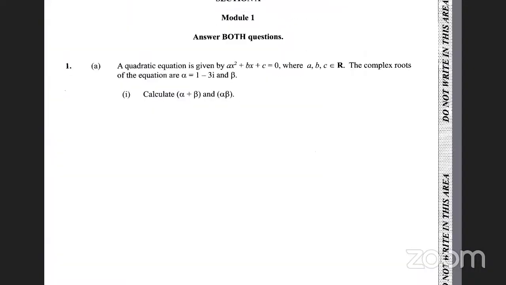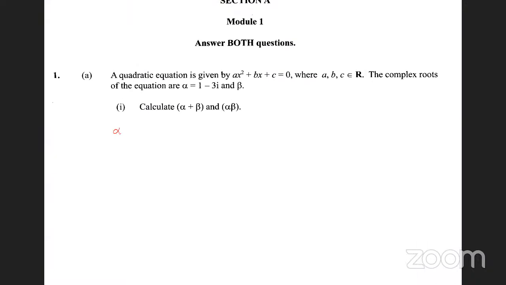Right, so good. So we know alpha. Alpha is 1 minus 3i. So beta has to be 1 plus 3i. So therefore, alpha plus beta will be 2. Alpha by beta will be 1 squared plus 3 squared, 10. Okay, so we know alpha plus beta and alpha by beta. So we're good to go there.